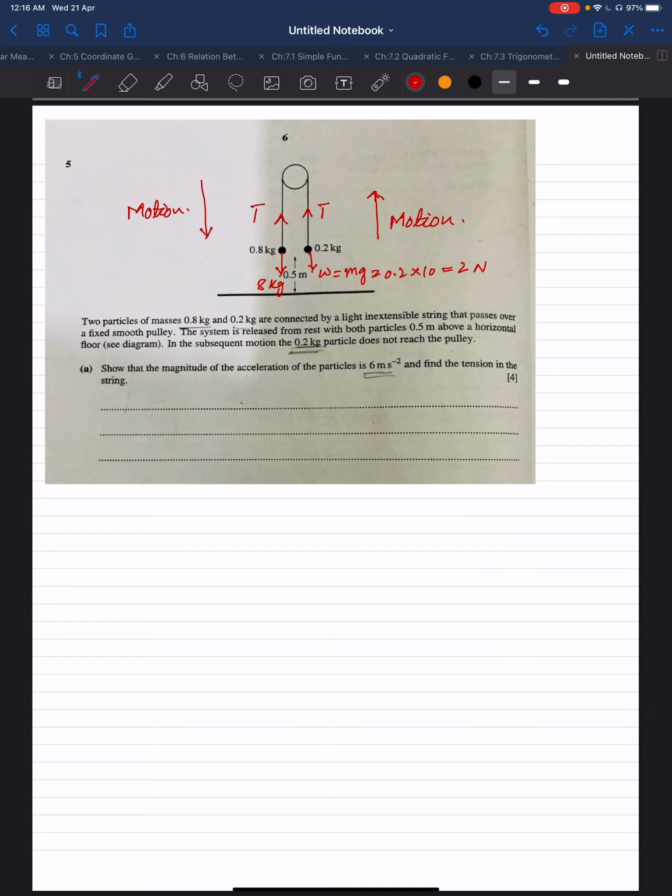If you take this system only, the weight 8 Newton is working in the direction of motion. The force working in the direction of motion is called the driving force. The tension in the cable is working in the opposite direction of the motion, so that is called the resistance force. As you know, driving force minus resistance force is equal to net force, which equals ma. In the first system, this is 8 Newton, I'm really sorry for that. So 8 minus T is equal to 0.8a. You got the first equation.